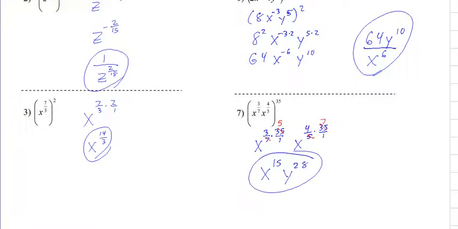Alright, you should have gotten x to the 15 and y to the 28. So if we distribute the 35 to each, put a 1 under it, we can reduce, and that leaves us a 15 and a 28.